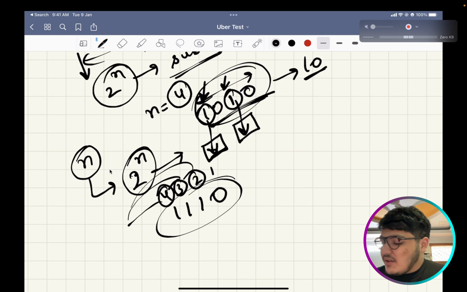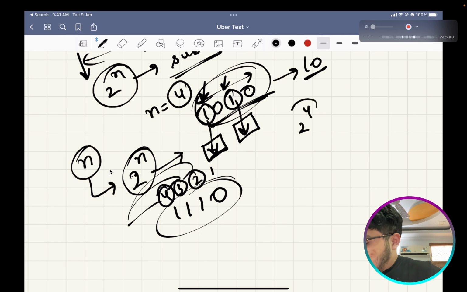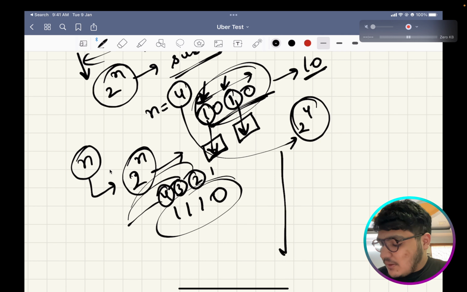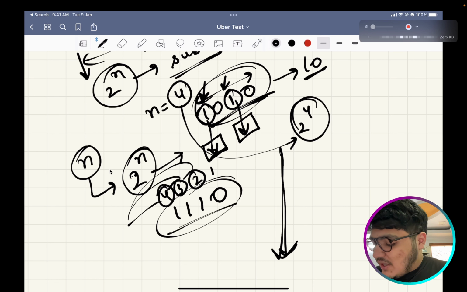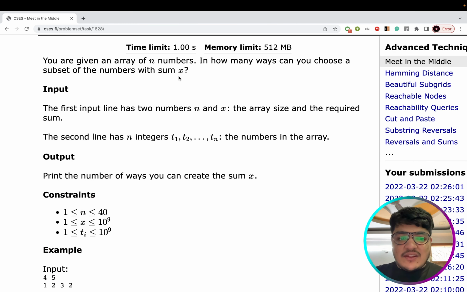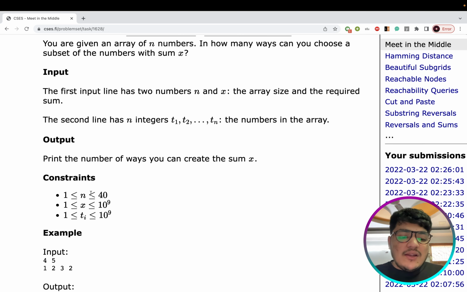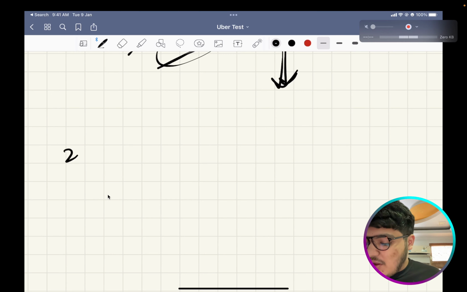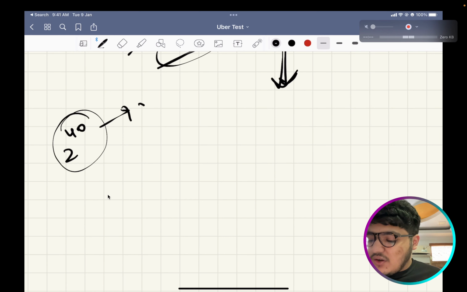Similarly, as I told you, there would be 2 to the power 4 combinations, so you would generate the 2 to the power 4 bit sets, calculate the sum over all those set bits, and compare it with x. If that sum is equal to x, you increase your counter. But you can see the constraint on n is 40, so your time complexity would be 2 to the power 40 in this case, so it won't work, right?